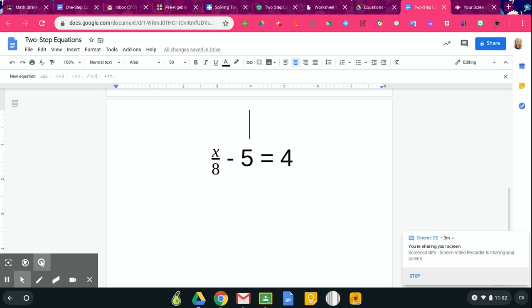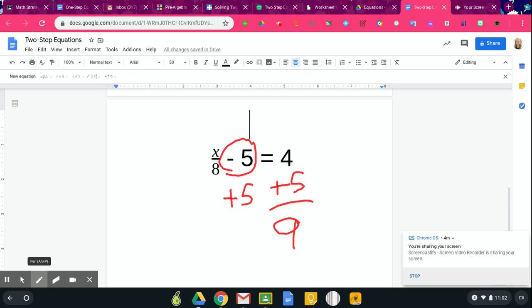Now we have ones that are division. So it's saying what number when divided by 8 and then subtracted by 5 equals 4. You always start on the side that has more, and you want to get rid of the number that's by itself first. So that would be this guy. Opposite of subtracting 5 is to add 5. And 4 plus 5 is 9. Then you just drop that down. So you have x divided by 8 equals 9.